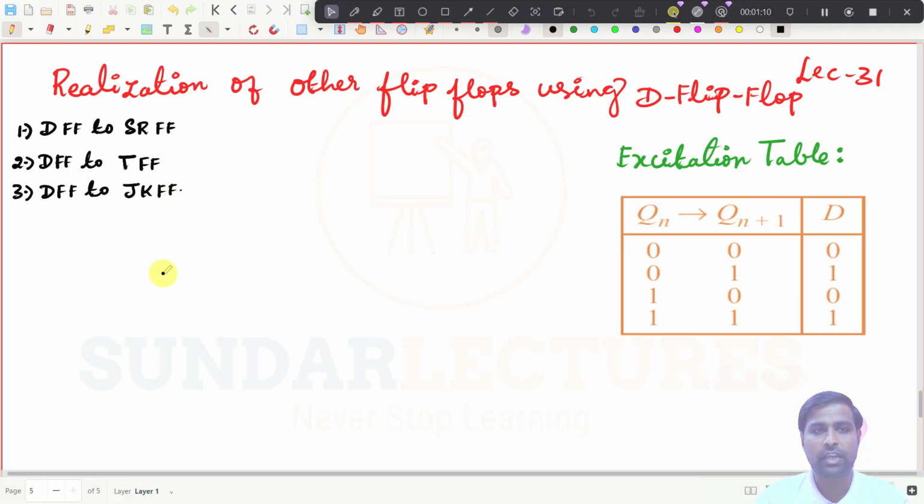If time permits, we can also see the conversion of other flip-flops using T flip-flop, right? So we will see one by one.